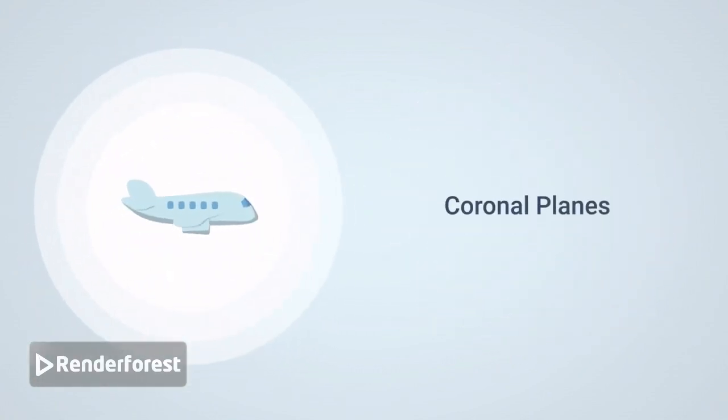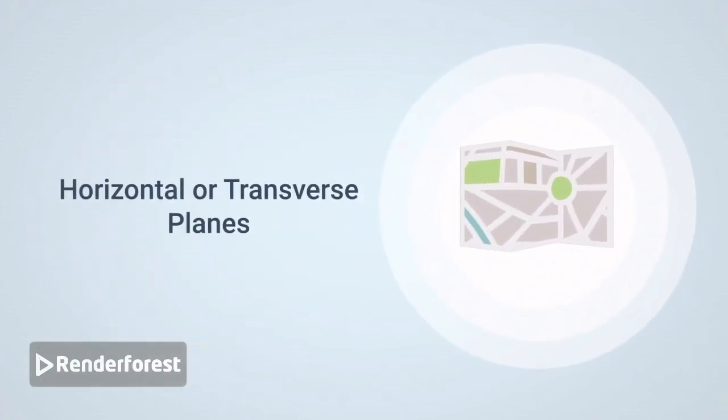Coronal planes are imaginary vertical planes at right angles to the median plane. They help in understanding body orientation. Horizontal or transverse planes are at right angles to both median and coronal planes, assisting in body sectioning.